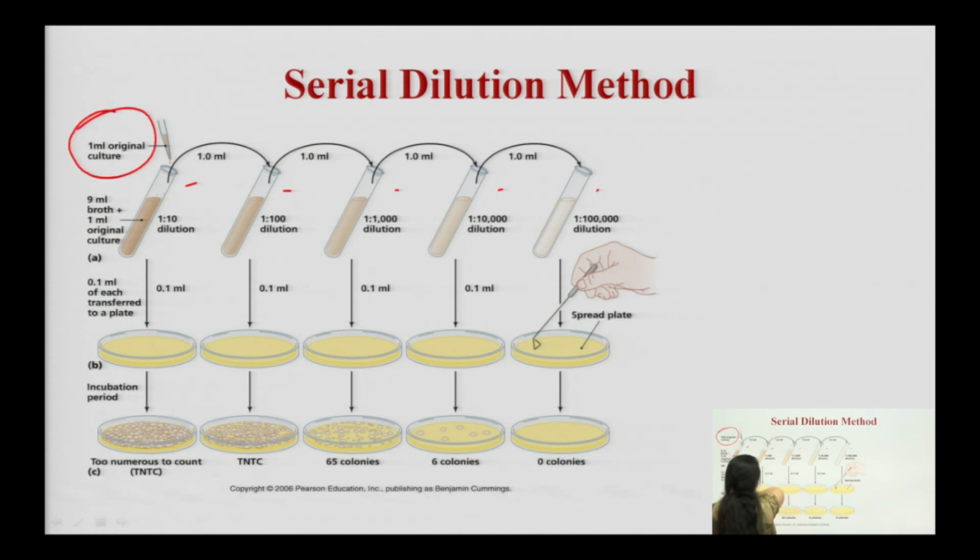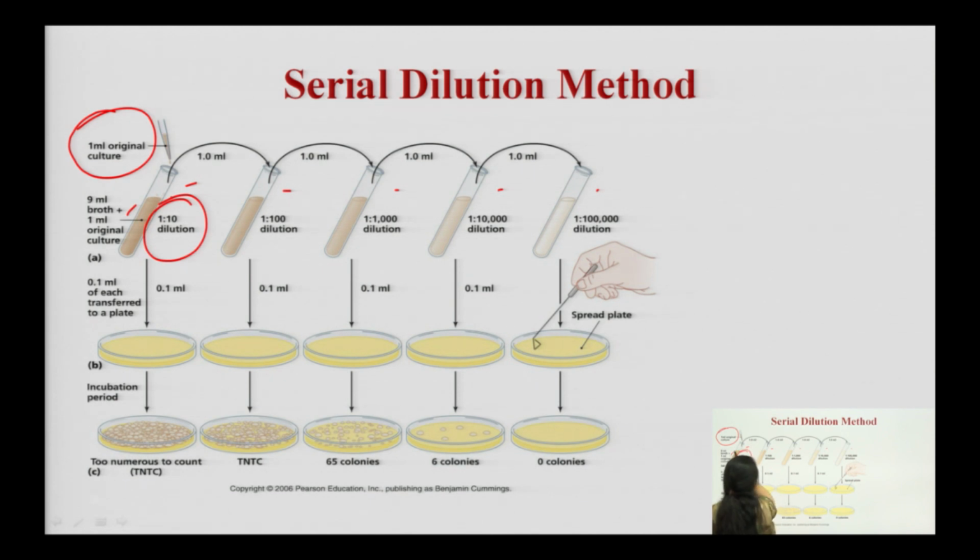After that, you will add 1 ml of the original mixed culture, which contains a number of microorganisms, into the first test tube. Now, how much dilution have we done? We have diluted our 1 ml sample to 10 ml. That means 9 ml was already there, we added 1 ml, and we got a 1:10 dilution, meaning we have diluted our culture 10 times.